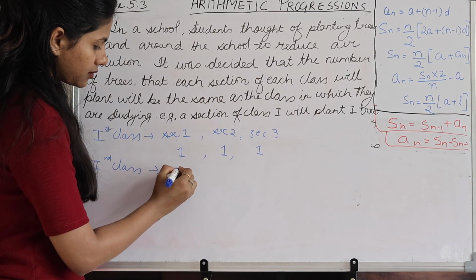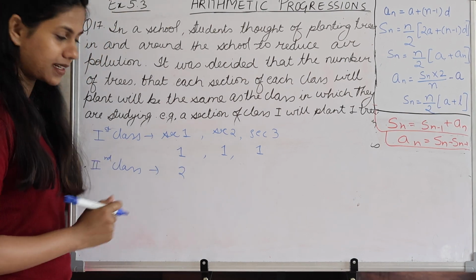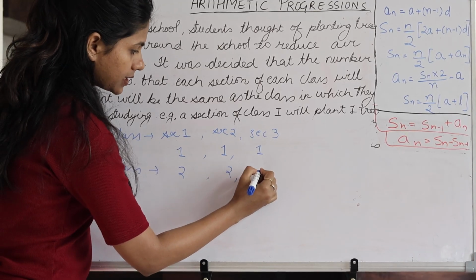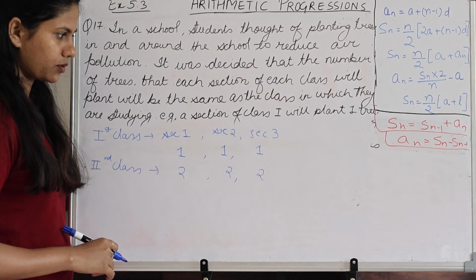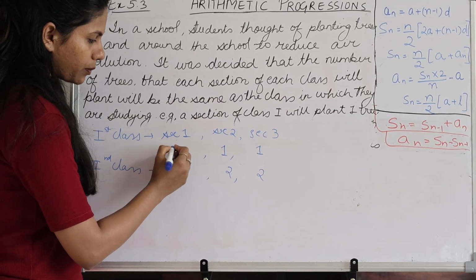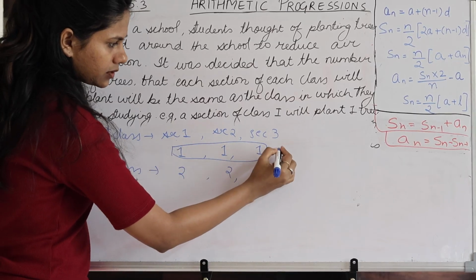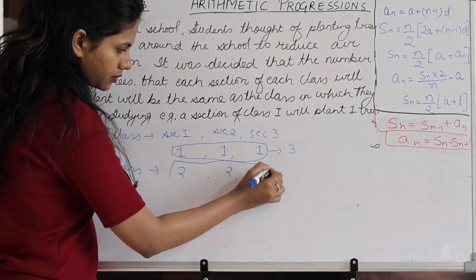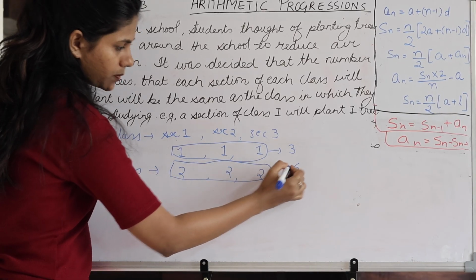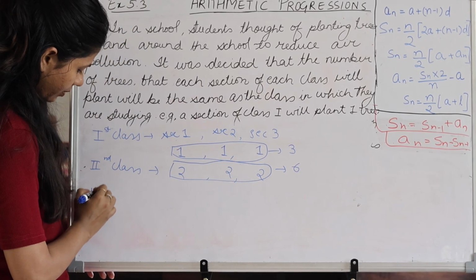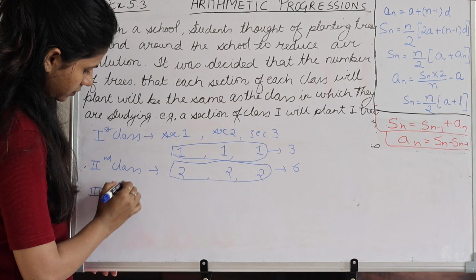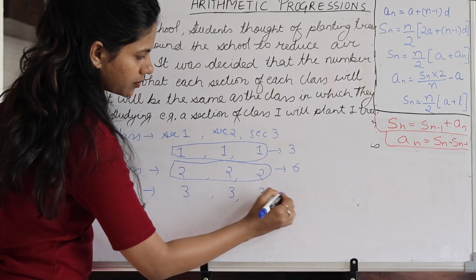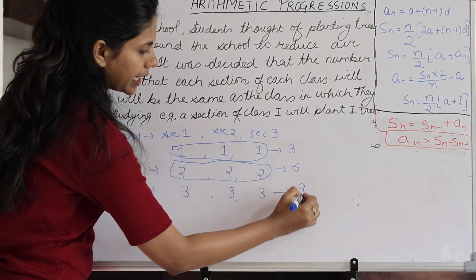Same now for second class. Section 1 will be planting 2 plants because they are studying in class second. Section 2 will be planting 2. Section 3 will be planting 2 plants. So in total class 1 will be planting 3 plants, class 2 will be planting 6 plants. Class 3 will be planting 3, 3, 3, so it will be 9 plants.